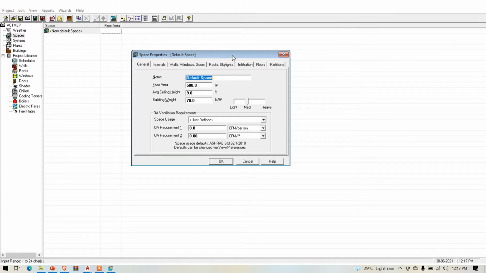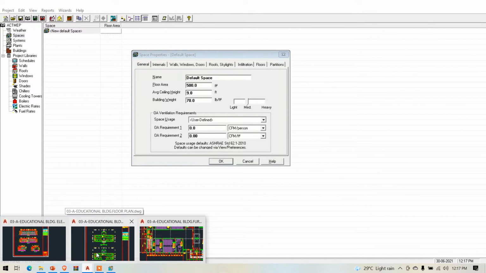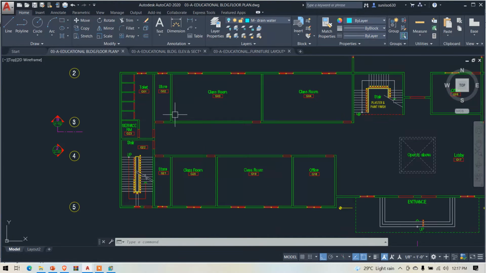In that, the first one they are asking for is General. General is nothing but the space information we have to give. First they are asking for the space name. For this I am going to take a project over here. Earlier we discussed a school building, so I am going to take the same school building, and let us consider these are the 4 spaces. Let me consider the load calculation for these 4 spaces.